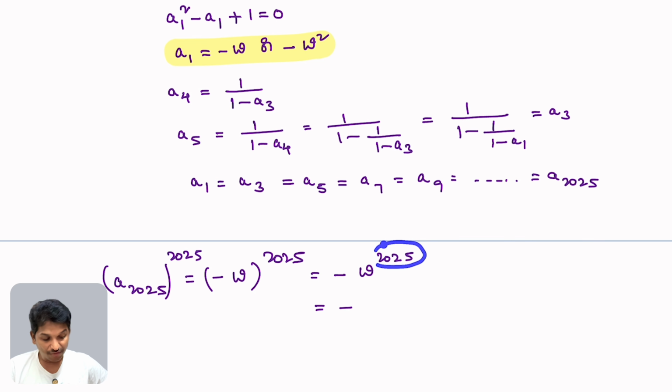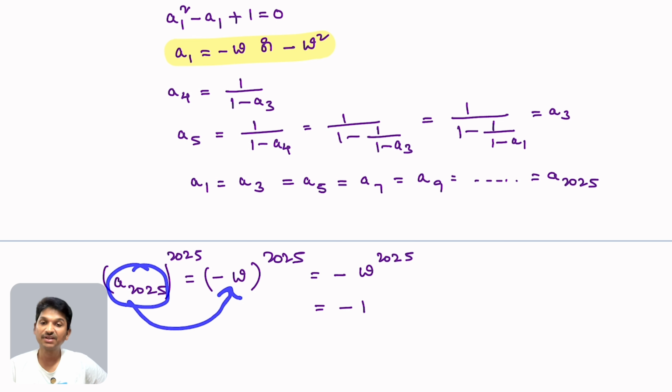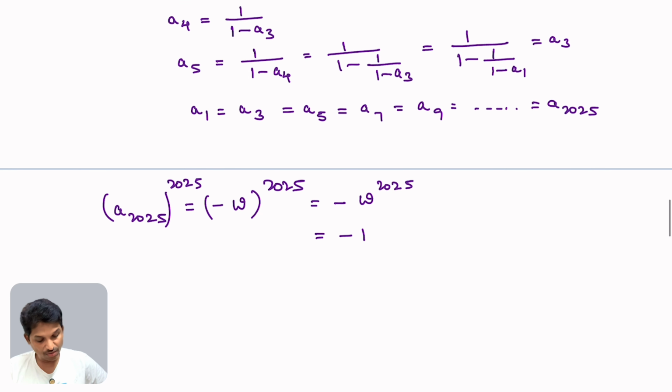This is a multiple of 3. This can be written as 3 into some integer. That means this total value is what? This total value is 1. So this is minus 1. This is the case when A 2025 is minus omega, right? Suppose A 2025 is minus omega square.